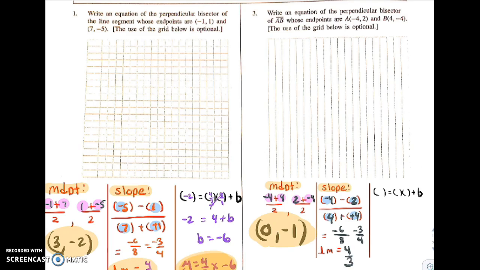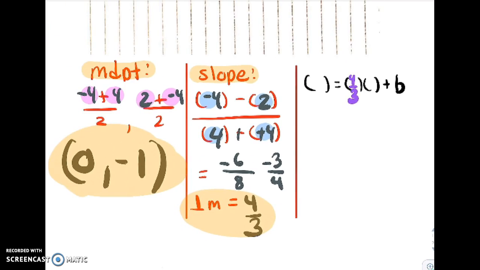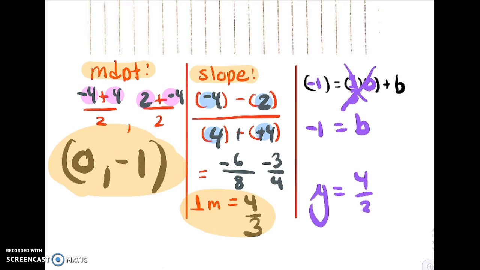But I don't want -3/4. I want positive 4/3 because it's perpendicular. So then I'm going to plug in my slope of 4/3, my x of 0, my y of -1. Anything you multiply by 0 is 0, so b is -1. So my final answer is 4/3 x minus 1.